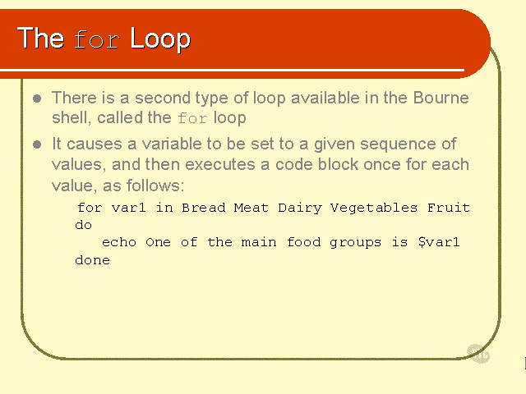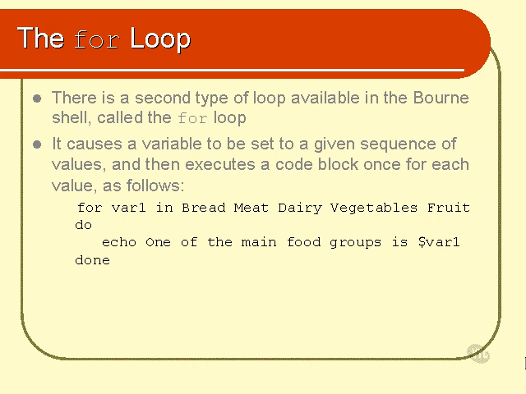And then you've got the do and done, which surround the code block. The code block can of course be as many lines of code as you like. And then you can echo out one of the main food groups is, in this case, var1, which the first time through the loop would be bread, second time through it would be meat and dairy, and it would go through the loop exactly 5 times, and the fifth one would be fruit, and then it would finish. So it's actually a pretty simple construct. Notice the use of the word in there.